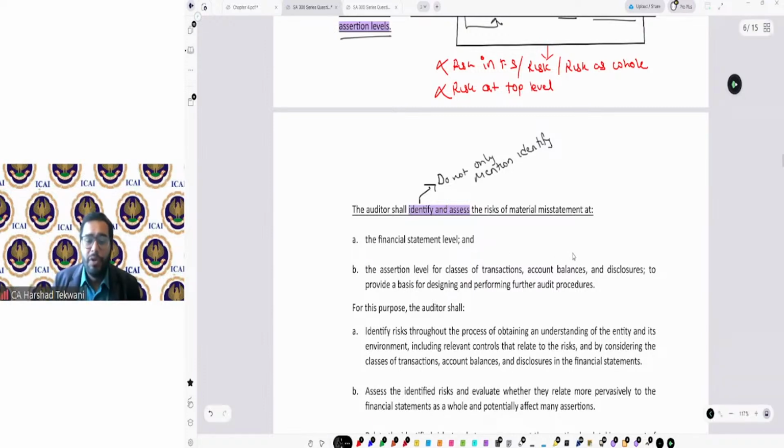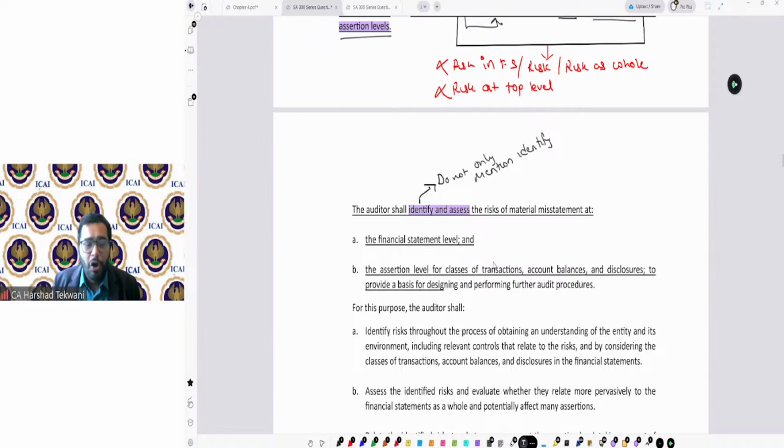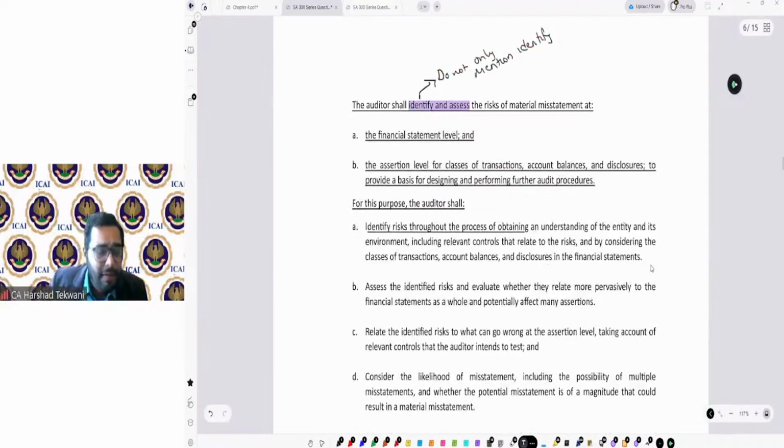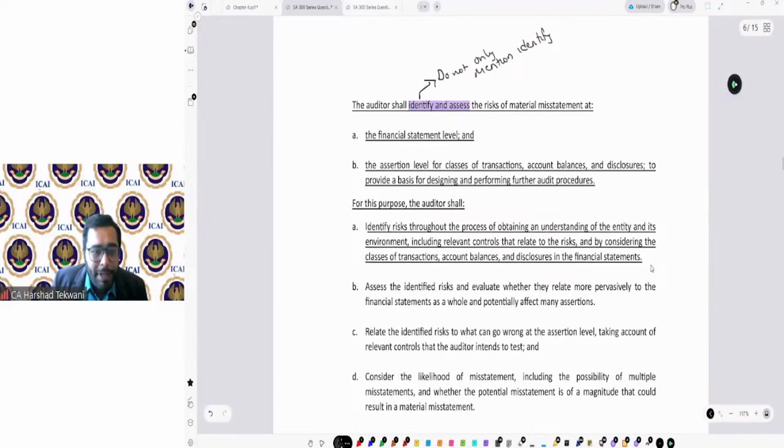controls that relate to the risk, and by considering the classes of transaction, account balance, and disclosure in the financial statement. This is nothing but what we did. We obtained an understanding of the entity. Okay, like what could go wrong. For example, in your journey to Goa, what could go wrong? So we were obtaining an understanding of what could go wrong to identify the risk. We identified the relevant controls, what controls you have, like car service, tire checking, and all that stuff. Okay, remember? All these things were there. So we were identifying the entity, its environment, including the relevant controls related to the risk.